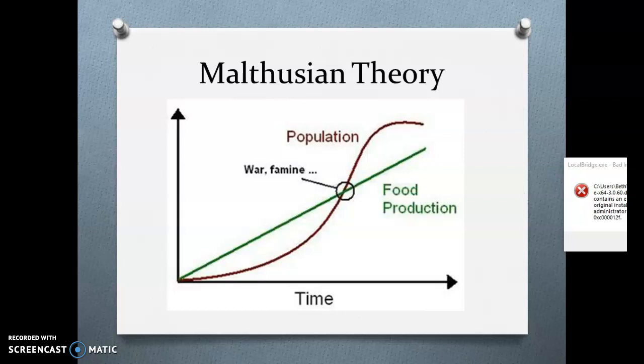All right, we're going to wrap this one up, and then we're going to finish up with population pyramids. And then we'll be done with our review of population.